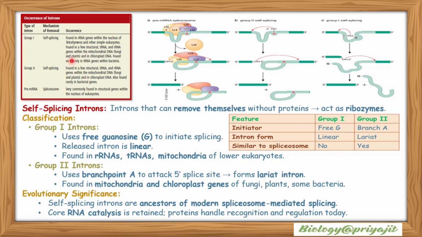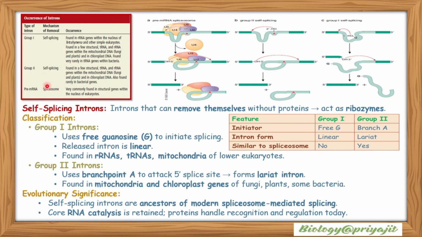Group 1 introns are found in rRNA genes within the nucleus of Tetrahymena, a eukaryotic unicellular protozoan, and other simple eukaryotes. They are found in a few structural tRNA and rRNA genes within the mitochondrial DNA of fungi and plants, and are also present in chloroplast DNA, and found very rarely in tRNA genes within bacteria.